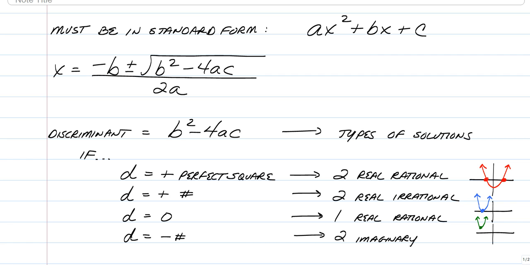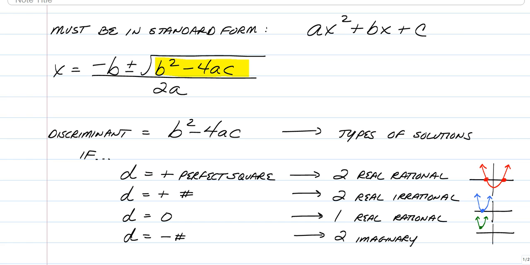Now, just the inside of your quadratic formula, that is known as your discriminant. Now, the discriminant is important because it's going to tell you what types of solutions you're going to have. So if you have a positive discriminant, you're going to have two real solutions.